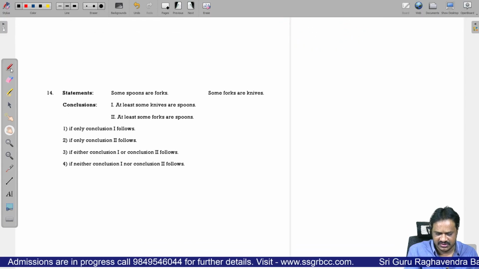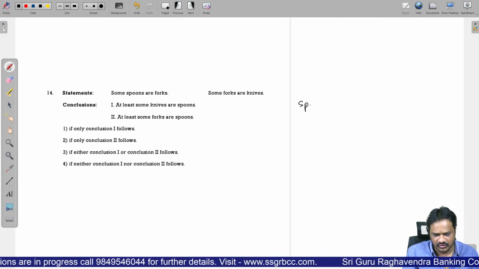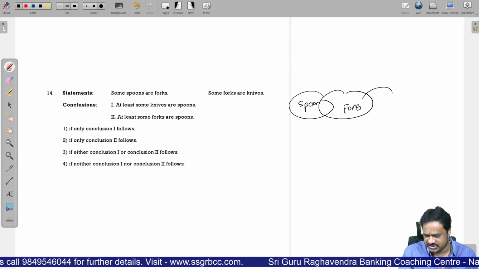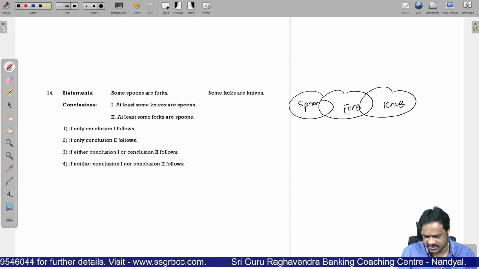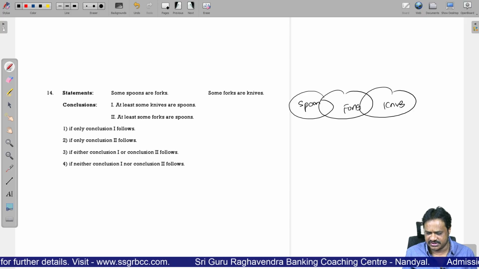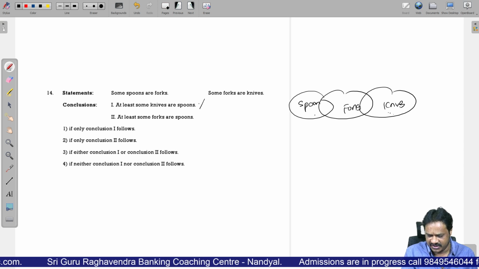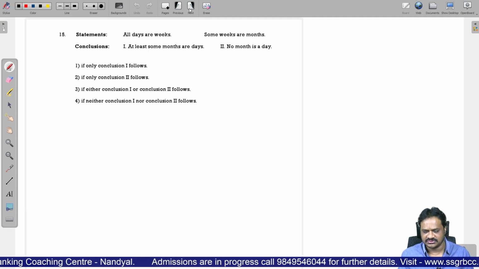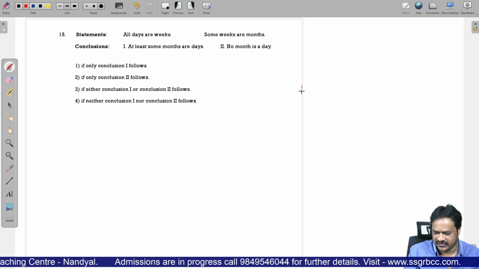Next question. Some spoons are forks. Some forks are knives. First one, at least some knives are spoons. "At least" does not mean a possibility that some knives are spoons. Some knives are spoons definitely, which does not follow. Some forks are spoons, that one definitely follows. Second one definitely follows.